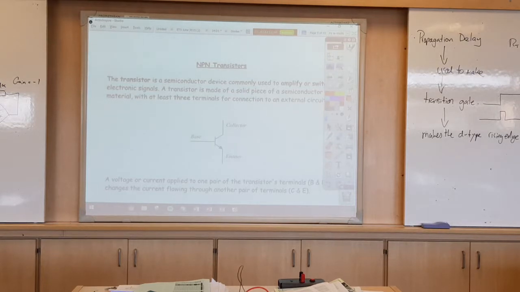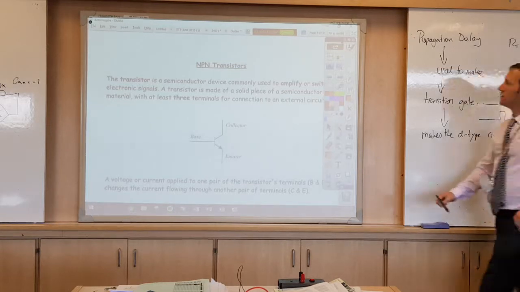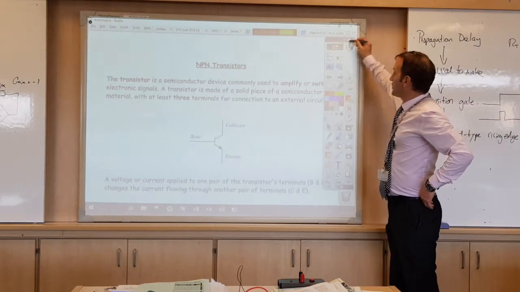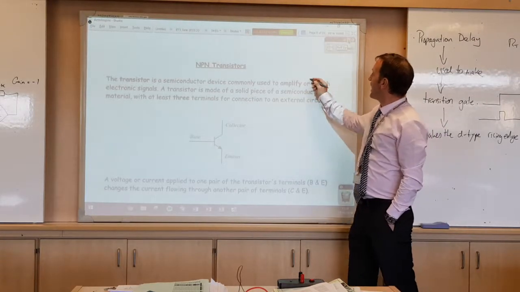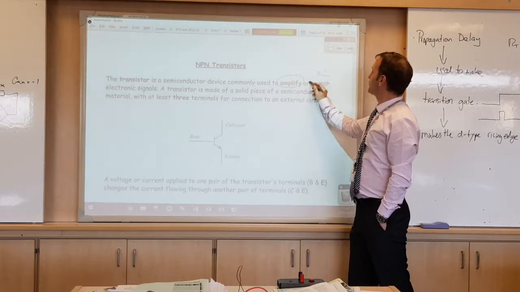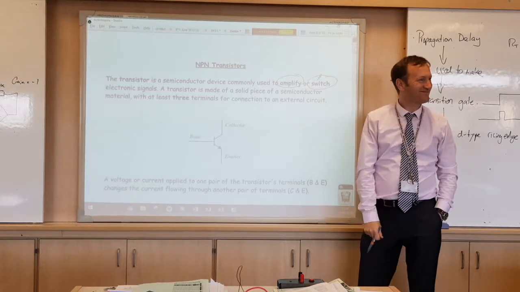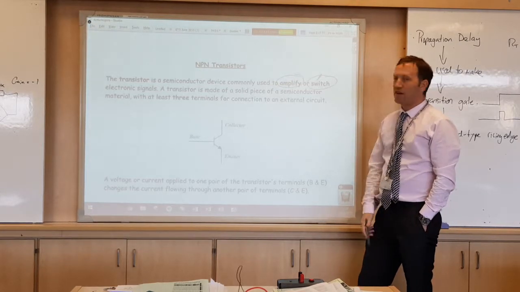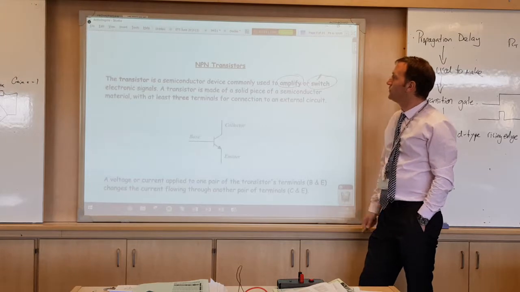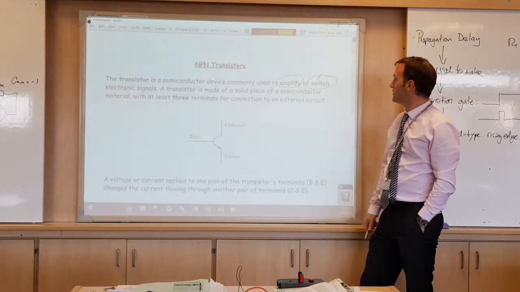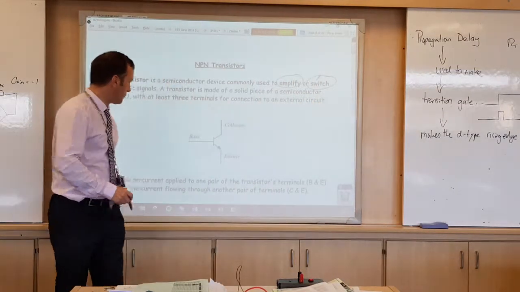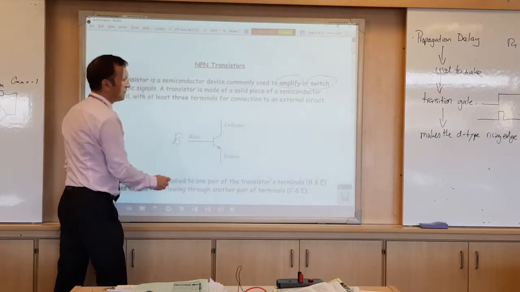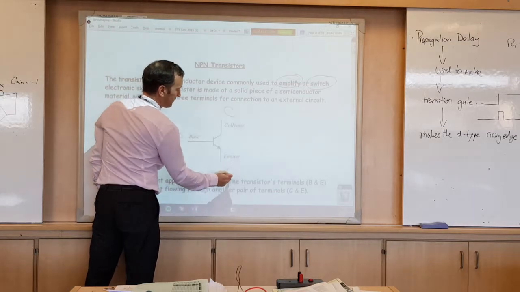NPN transistors. Okay. So, transistor, semiconductor device made out of silicon. It's used to amplify or switch electronic signals. Okay? Depending on how the circuit's made, they're used for lots of different things. A transistor is basically made of semiconductor material, but it has three terminals. So we have the base, we have the collector, and we have the emitter.